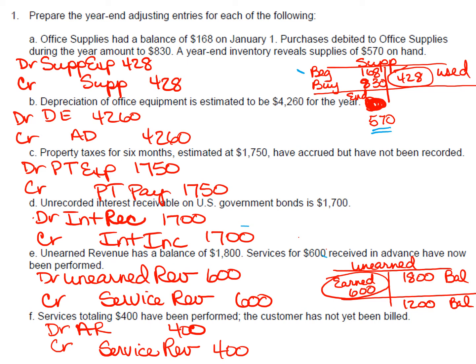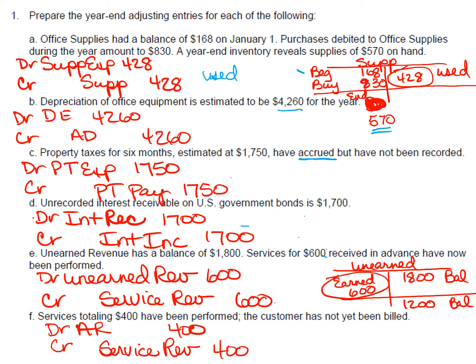So if we've used them, we're going to debit supplies expense, meaning we've used them, and credit supplies. Depreciation is always debit depreciation expense, credit accumulated depreciation, and they were kind enough to give us the amount. Property taxes for 6 months is estimated to be $17.50. Because they've been accrued, we need to expense them now and pay them later by debiting property tax expense, $17.50, and crediting property taxes payable.